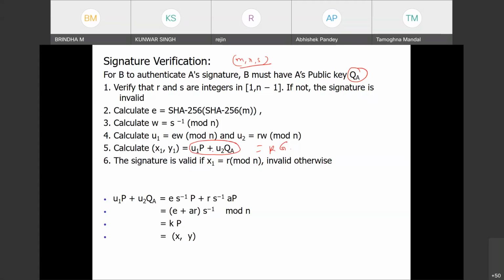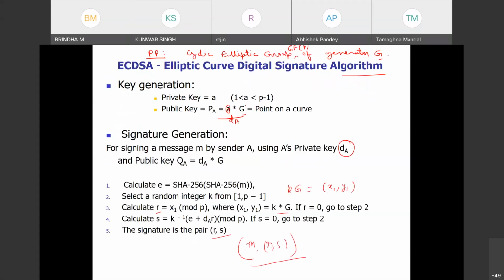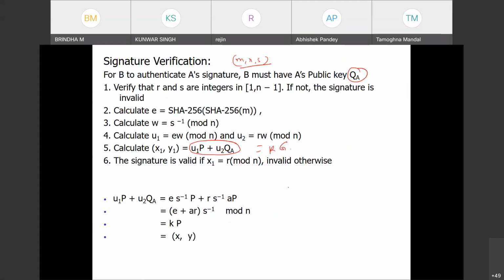Now you can see this comes out to be KZ. Easily you can see U1 is E W, that is E S inverse, and P. U2 is R W, that is R S inverse, and QA is the public key of person A, which is equal to A times P. The P is the generator here. I am putting P equal to the generator here. The thing is, we have used a different symbol. The generator is P; you have to be careful, as by mistake we have used a different symbol.